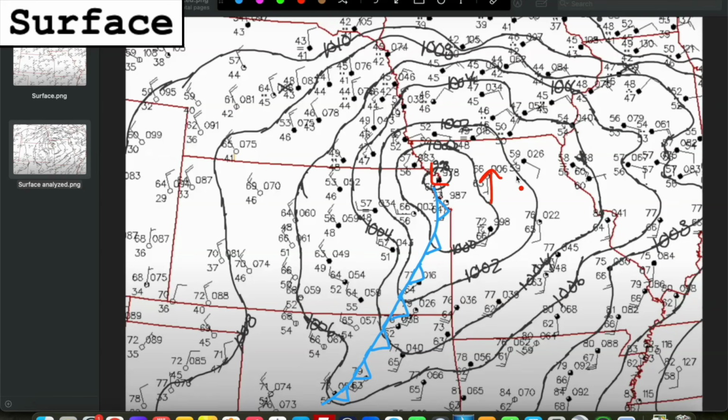We also have a clear temperature gradient as well. Temperatures shifting from the 70s here across Missouri, central Missouri, to the 50s and 40s up here to the north. Also a moisture gradient, dew points in the mid to upper 60s down here across much of Missouri, dew points in the 40s and 50s off to the north. So it looks like our warm frontal zone is located somewhere in here.